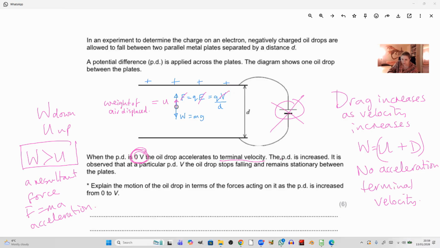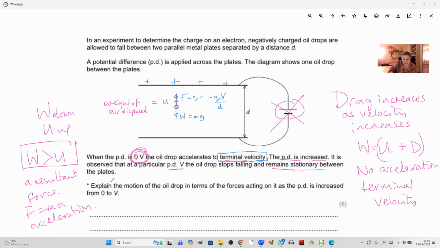Then it says the potential difference is increased. It's observed that at a particular potential difference, the oil drop stops falling and remains stationary. When it's stationary, what can we say? There's no drag anymore. The electric force and the upthrust is equal to the weight. Can't ignore upthrust here, not when there's terminal velocity going on. You have to allow for air resistance when there's terminal velocity.